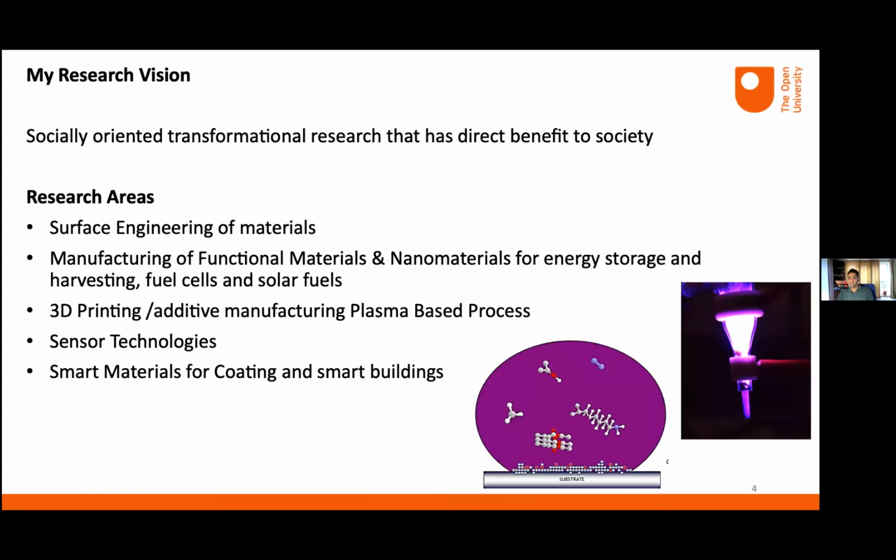Socially oriented transformational research. During my PhD and postdoc, I was working on synchrotron radiation, understanding the surface and engineering of materials. We published our results in Nature, Nature Nanotechnology, Advanced, and other popular journals. So we got some really fundamental understanding of the materials.